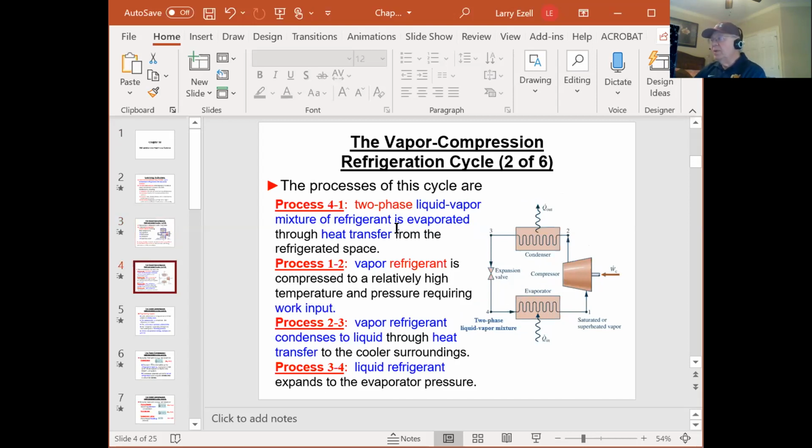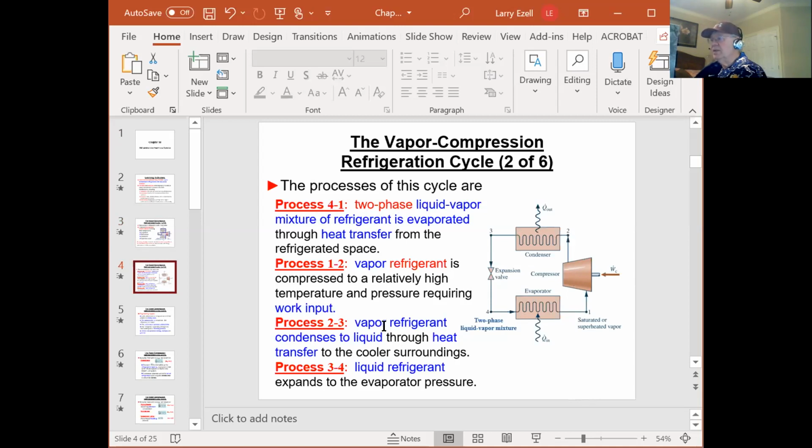So I pretty much mentioned this process. 4-to-1 is through the evaporator. The two-phase liquid-vapor mixture refrigerant is evaporated through heat transfer from the refrigerated or cool space. It sucks in heat, the evaporator does, and comes out as a saturated vapor. Process 1 to 2 is the compression. All-vapor refrigerant is compressed to a relatively high pressure and temperature, requiring work input. So you have to put some work into the compressor.